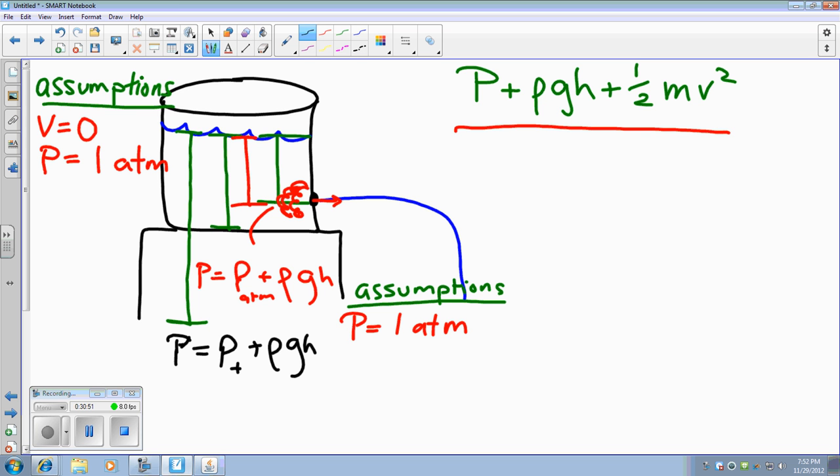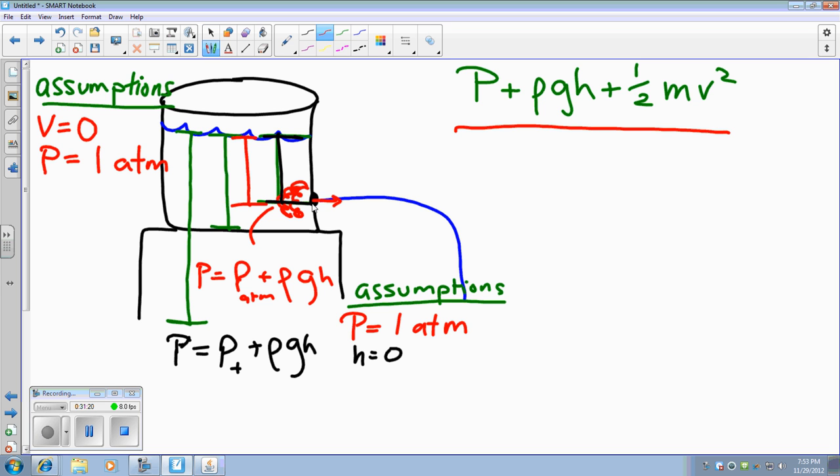Now let's think back to our assumptions. Again, considering at the hole, we said that the pressure is going to equal 1 atm, and the height is going to be really dependent on where you decided the height would be. So if you decided that at the hole was the 0 point, then the height in that situation could be equal to 0, thus allowing you to cancel out the potential energy side of this equation.